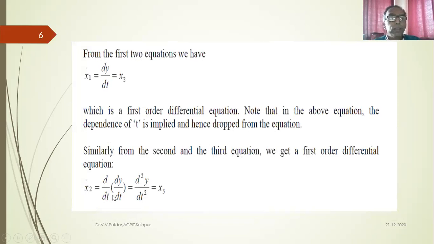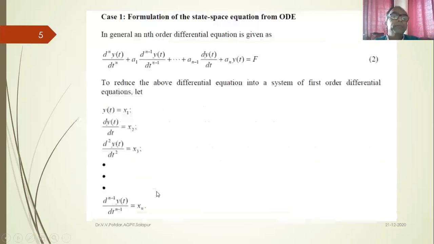x2 dot is equal to d by dt of dy by dt, that is d2y by dt square, that is equal to x3. d2y by dt square is x3, dy by dt is x2, and y(t) is x1. So what does this mean? y(t) itself is x1, so dy by dt is d of x1 by dt, isn't it? d of x1 by dt is nothing but x1 dot, so x2 is equal to x1 dot, isn't it?